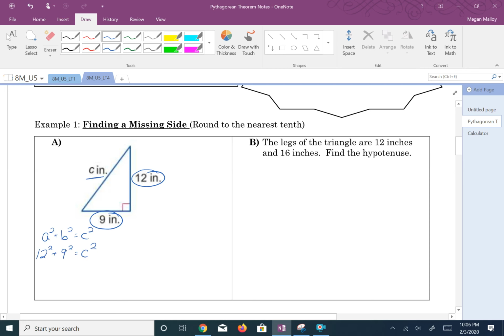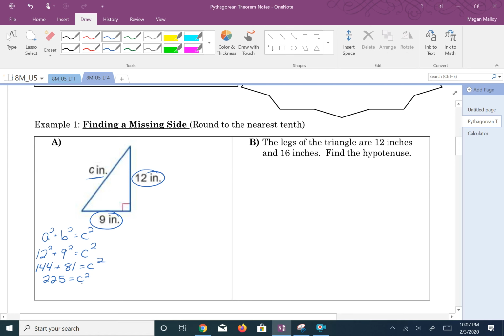And 12 squared, 12 times 12 is 144, plus 9 squared, which is 9 times 9, which is 81, equals c squared. And 144 plus 81 is equal to 225. Now this is where we may run into, not trouble, but we would just have to refresh ourselves on how to use our calculator.